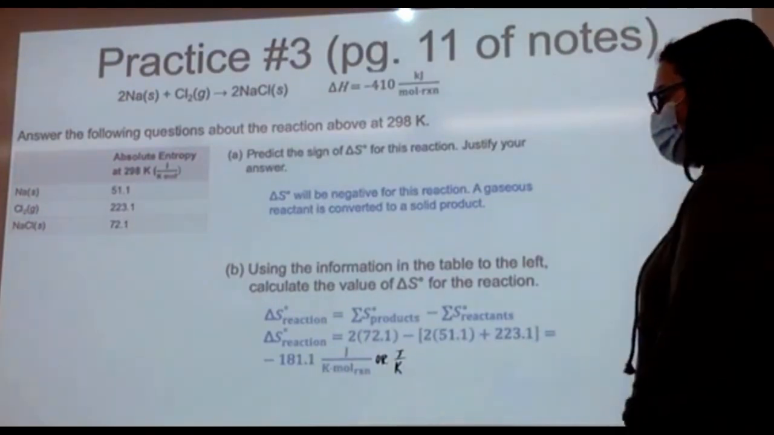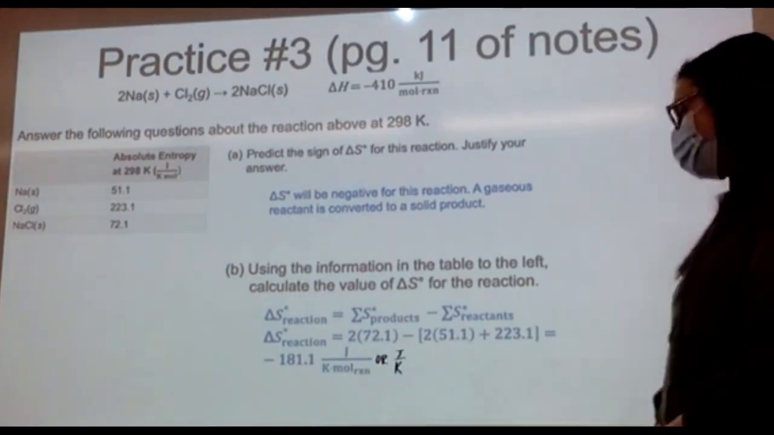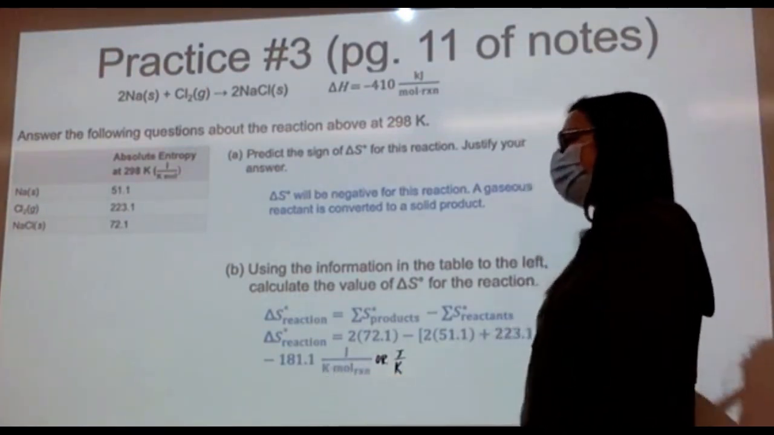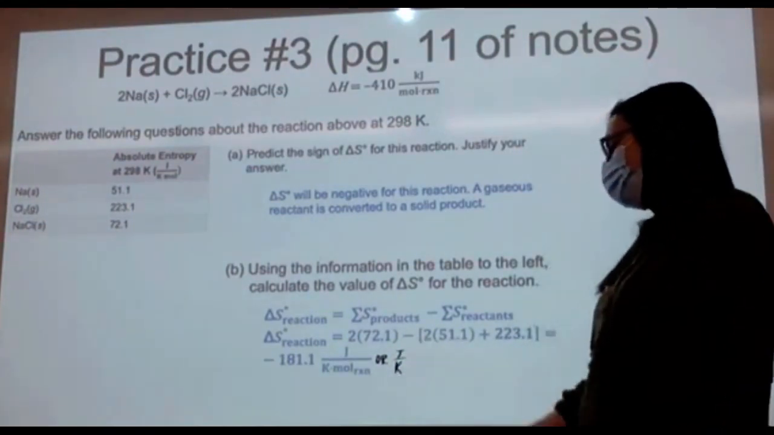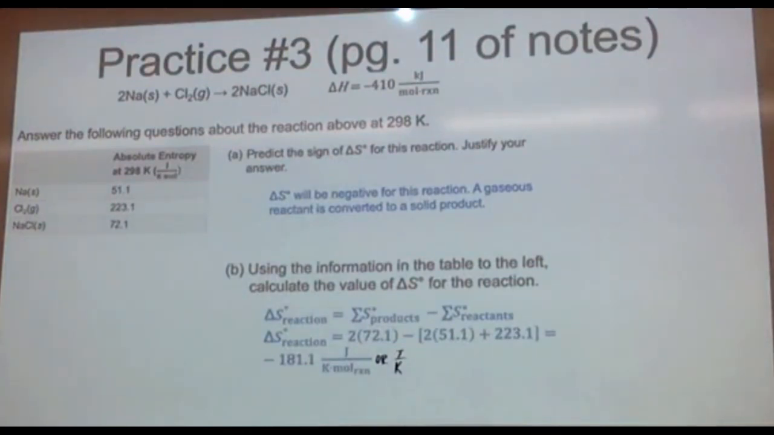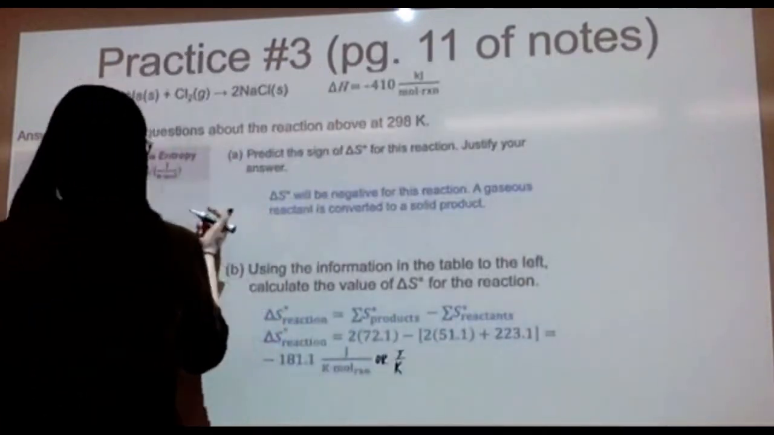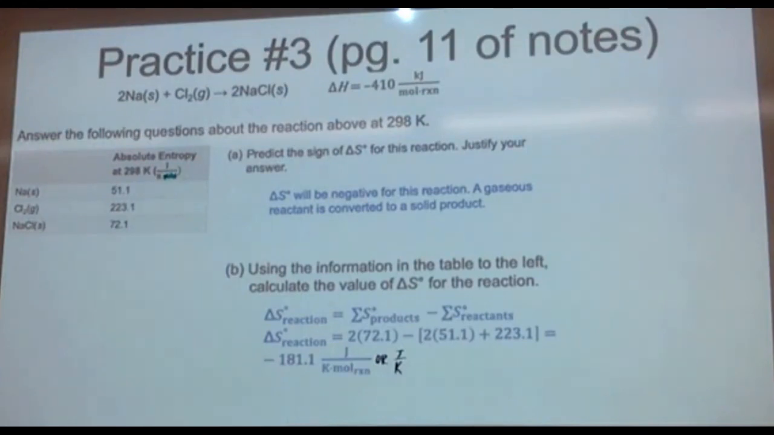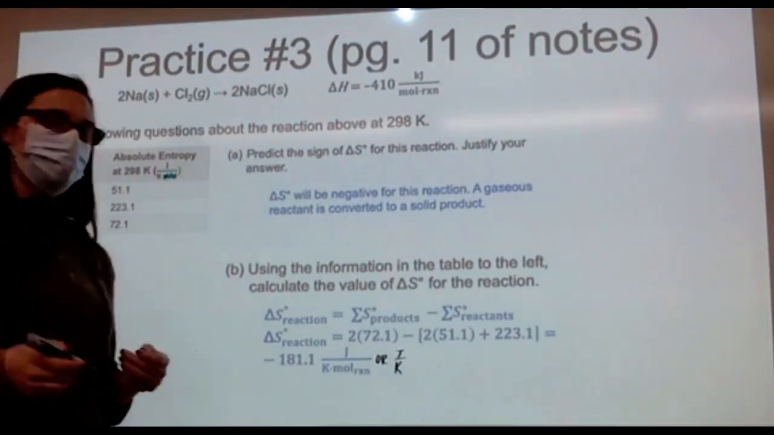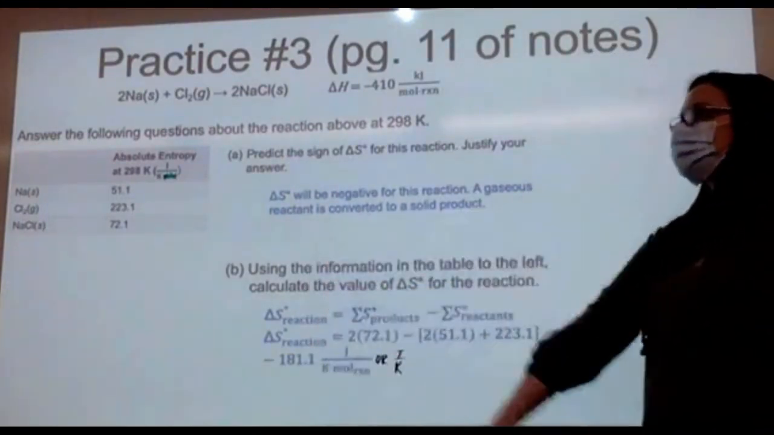And so you get negative 181.1. And you could have either had joules per Kelvin or joules per Kelvin times mole of reaction, because it wanted it for the entire reaction. Typically, we see entropy just given in joules per Kelvin, which is fine. But the unit does look a little bit different. So again, by multiplying by the coefficients, it actually cancels out that per mole at the bottom. And so you get joules per Kelvin. And if you take a look, it was negative, which matched up with the prediction in part A.